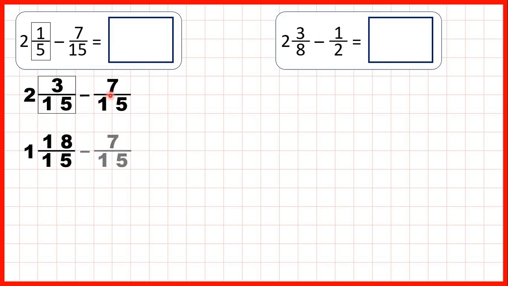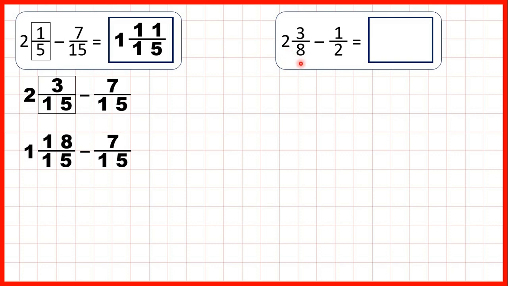But now we can subtract our 7/15. So 18/15 minus 7/15 is 11/15, and then we now have only 1 whole and we're not taking any wholes away, so we have 1 whole in our answer.